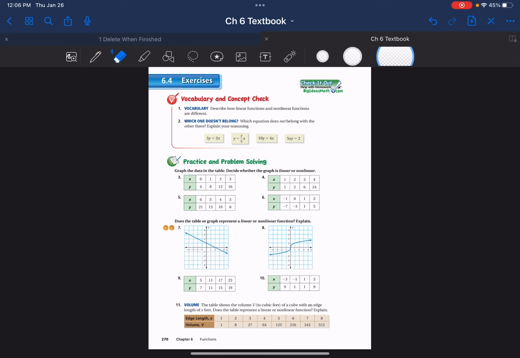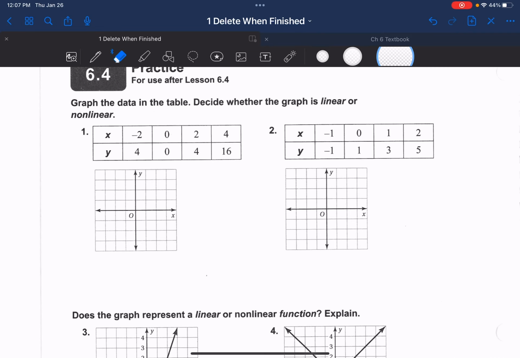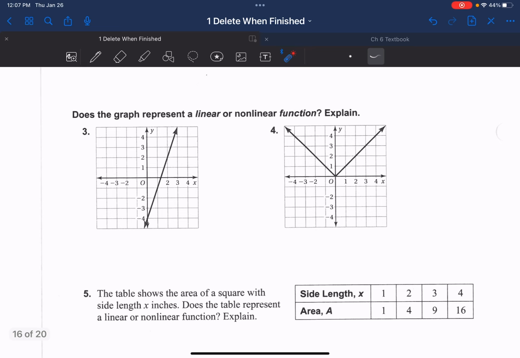So what I'm going to have you guys do now is get out your practice page, and I want you guys to finish this in class. I know you have plenty of time. Make sure you put your name on it. It says graph the data in the table and then decide whether the graph is linear or nonlinear. So plot these points, and then underneath it, tell me if it's linear or if it's non-linear, okay? 3 and 4, are these linear or non-linear?